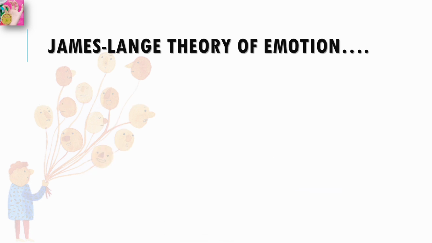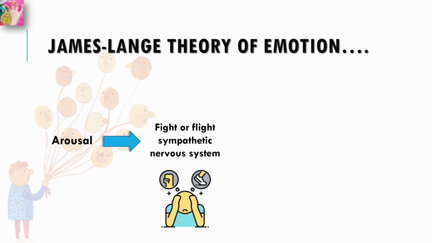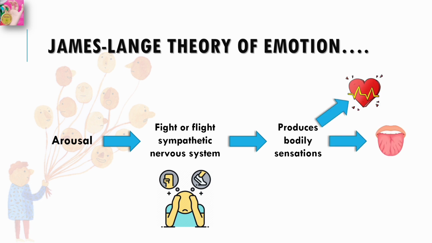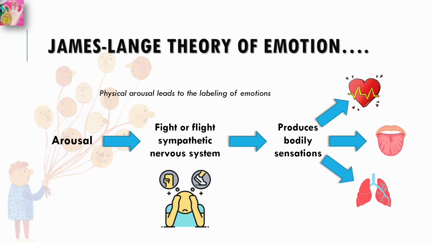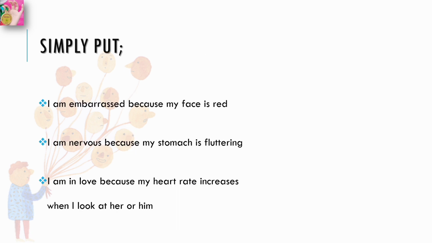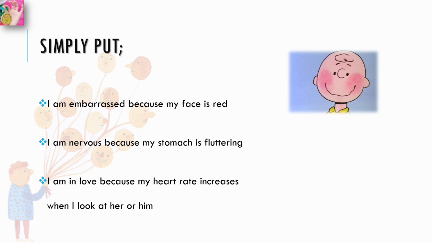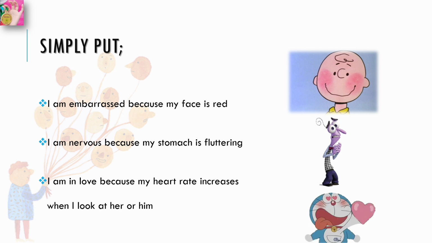In this theory, a stimulus of some sort, for example, the large snarling dog, produces a physiological reaction. This reaction, which is the arousal of the fight or flight sympathetic nervous system, wanting to run, produces bodily sensations such as increased heart rate, dry mouth, and rapid breathing. James and Lange believe that the physical arousal leads to the labeling of the emotion, which is fear. Simply put, I am afraid because I am aroused. I'm embarrassed because my face is red. I am nervous because my stomach is fluttering. And I am in love because my heart rate increases when I look at her or him.